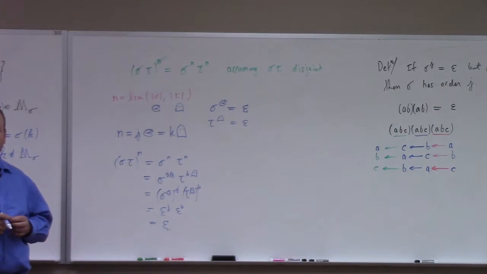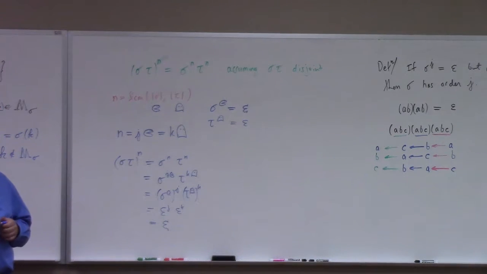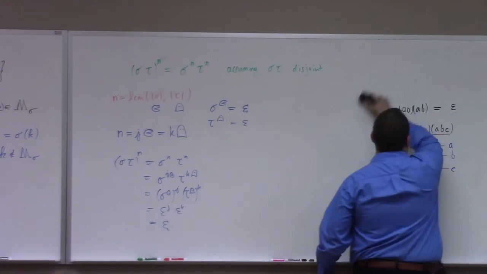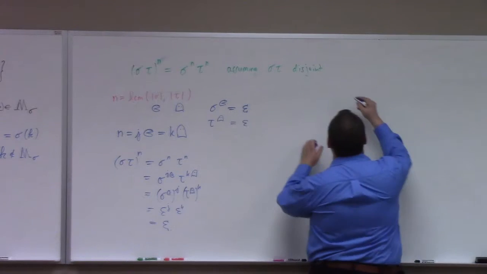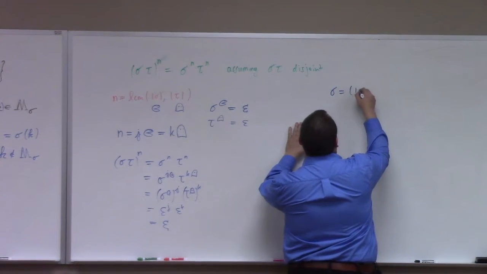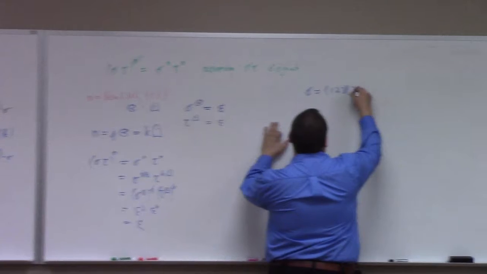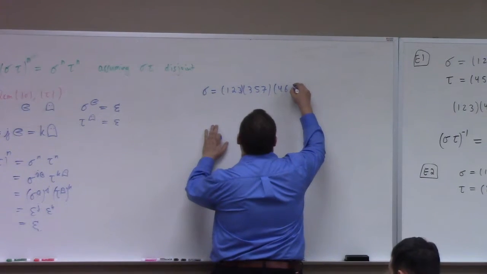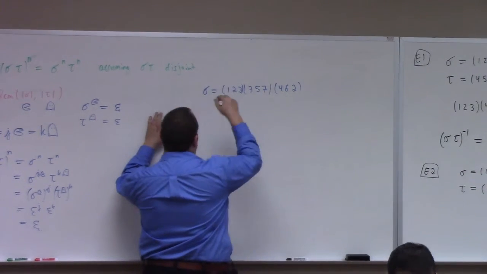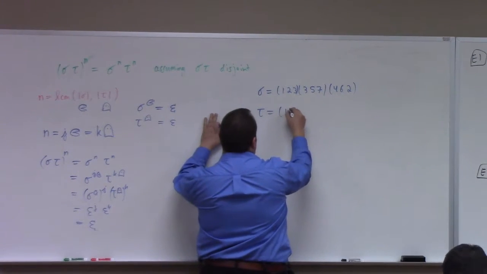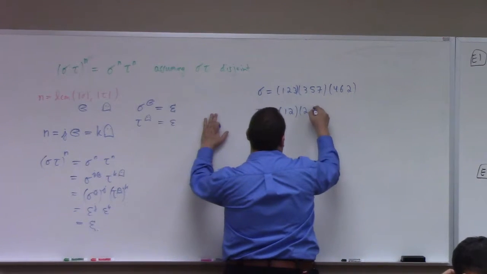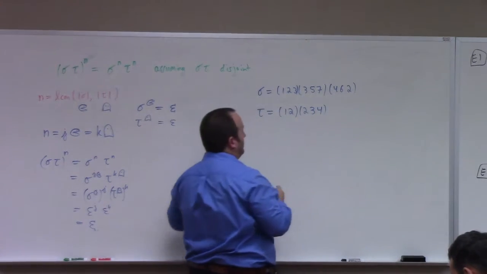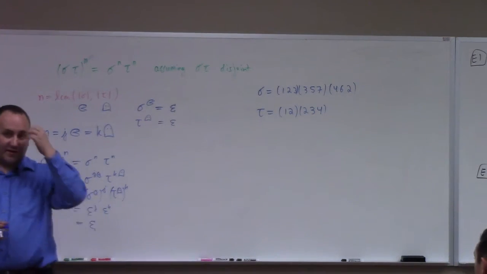So let me work an example. How about this? Sigma equals 1, 2, 3, 3, 5, 7, 4, 6, 2. And tau equals 1, 2, 2, 3, 4. So what's the order of sigma tau, and what's an inverse?